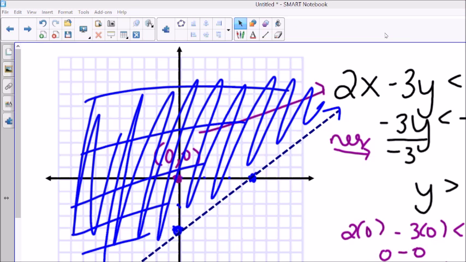A lot of students like this section better than the ones with the one variable, a little more straightforward, hopefully. Solve for y, graph your line, solid or dotted, shade one side or the other.